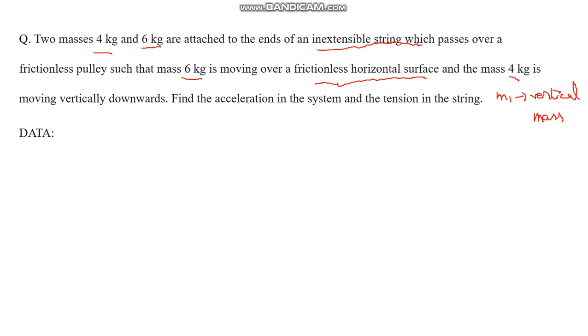Now in the data I have taken the mass m1 as 4 kg. If there is confusion here, for example, in the first case we took m1 as the mass which is greater, but here it is not always necessary that m1 should be greater than m2. You can see that m1 is the smaller value and m2 is the greater value, but m1 should be taken as the mass that is placed vertically. Please keep this in mind. Now we have to find acceleration and tension. For this you have to remember the formulas.